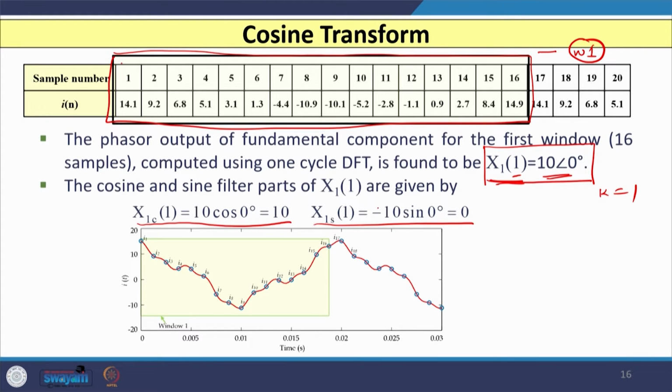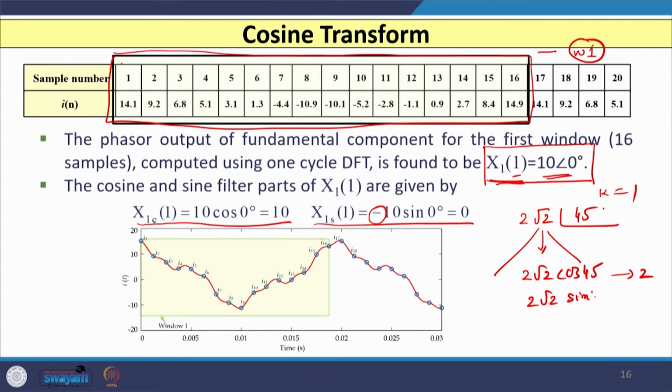Now, here you see I have used the negative sign here, and the reason for this negative sign is whenever we have the value 2 root 2 angle 45 in polar form, if you take 2 root 2 cos 45, then you will get the value 2, and if you take 2 root 2 sin 45, then you will again have the value 2, and this is represented by 2 plus j2 in this form.